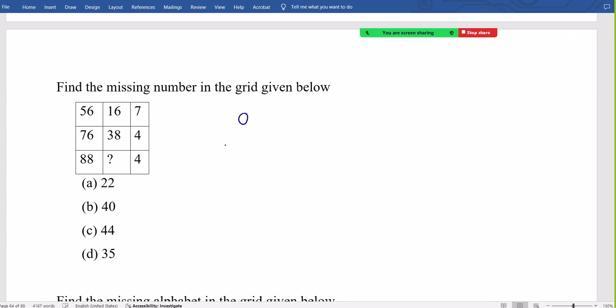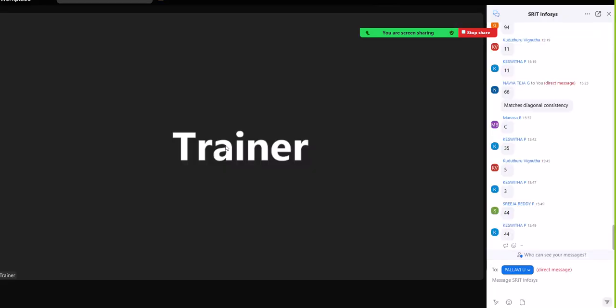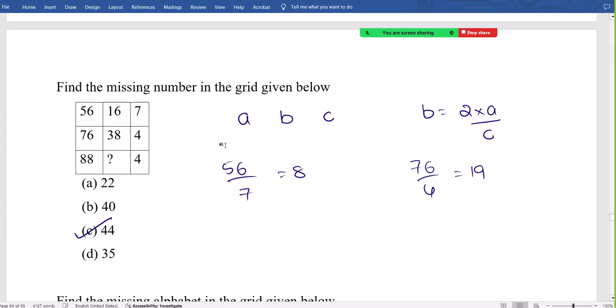Yeah, if you see again row wise, A, B, C, I think pretty much similar to this we already discussed. B is nothing but double the A divide by C. 56 divided by 7 is 8. Double is nothing but 16. Right. So 76 divided by 4 is 19. Double is nothing but 38. 88 divided by 4 is 22. Double is 44. Superb, Srija and Keshwita.